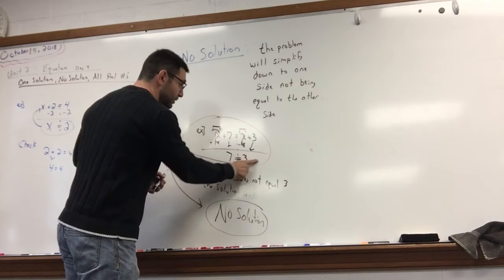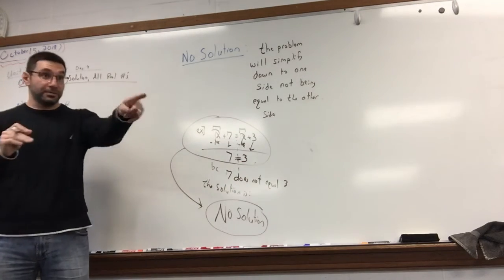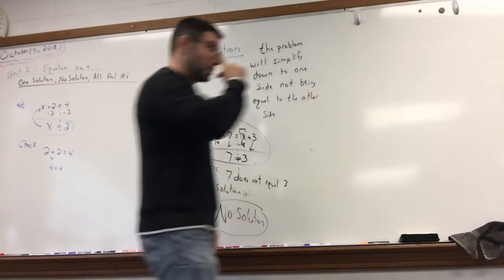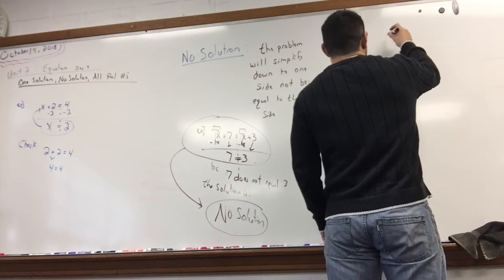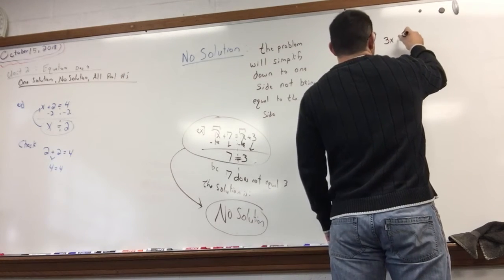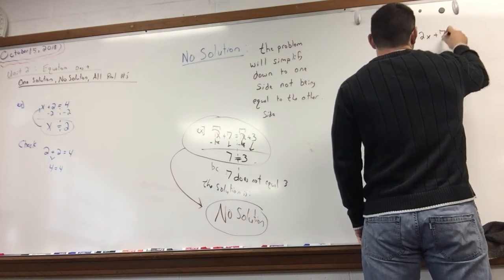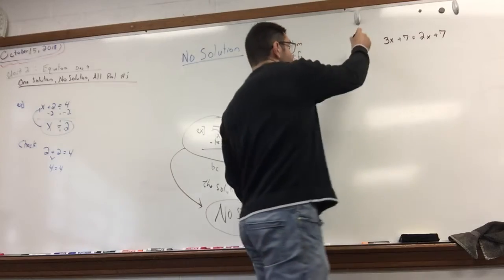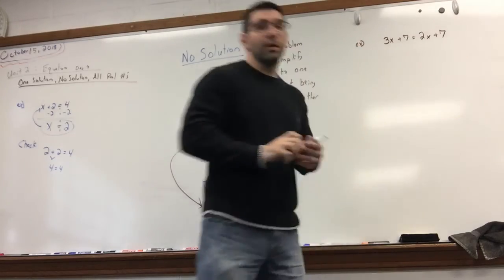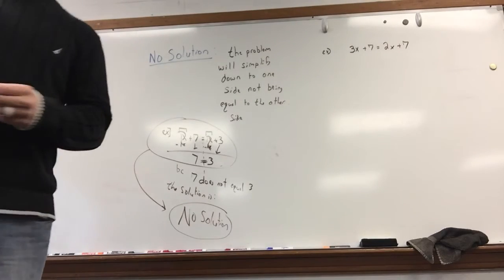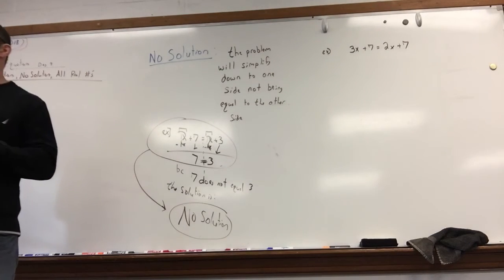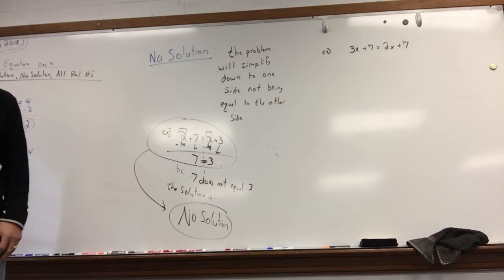Okay, so I'm going to do a couple examples and I'm going to show you some of the pitfalls. Let's say 3x plus 7 equals 2x plus 7. And I want to show you all the places where you could screw up. There's a lot of places, but I'm going to show you the most basic ones. So you're going to work with me a little bit.